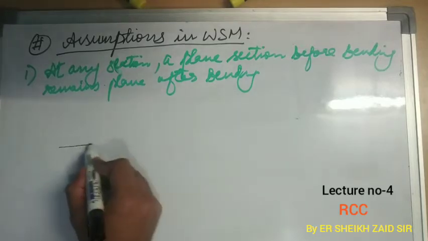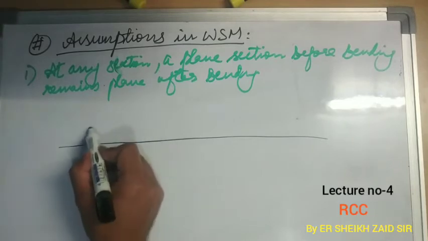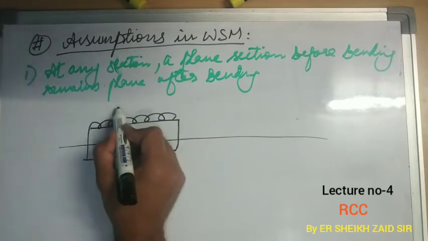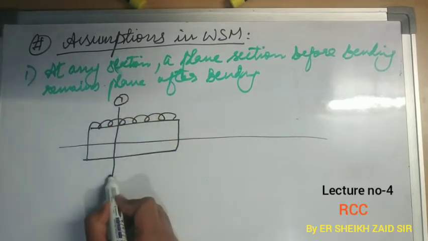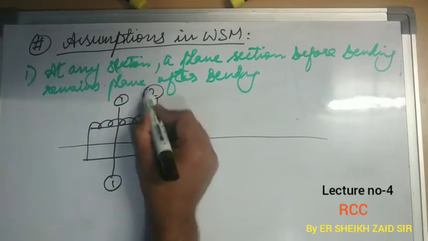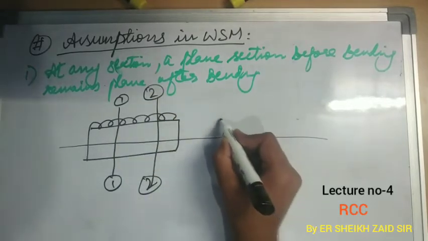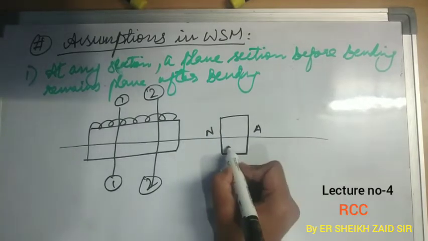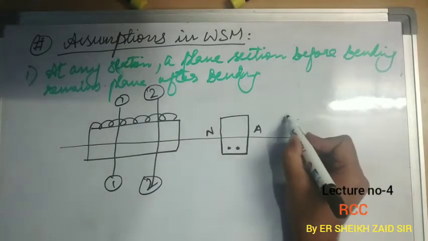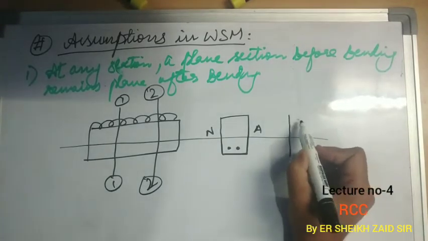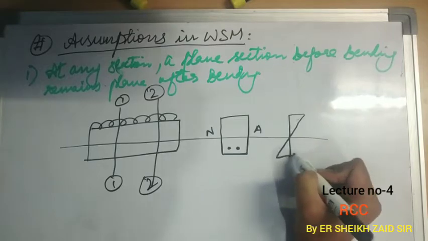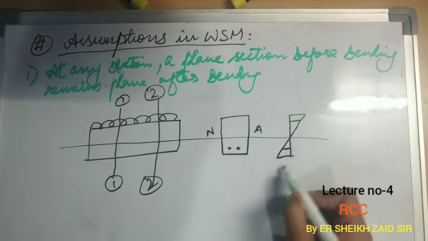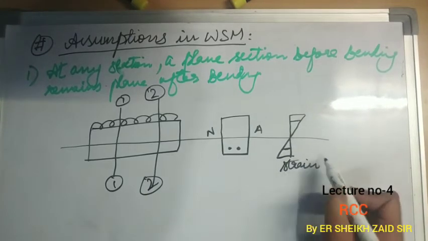If this is the beam subjected to any loading, this is our neutral axis, and these are two sections. This is 1, and let this section be 2. This is the cross section of the beam. This is our neutral axis. This is some tensile steel. So this shows a straight line. That is our strain diagram.